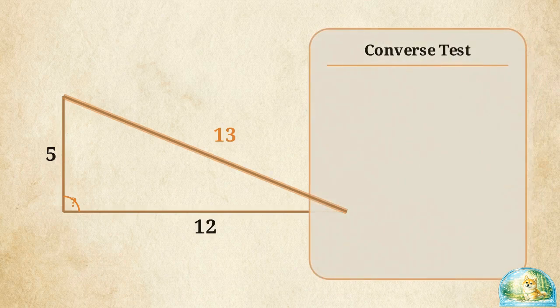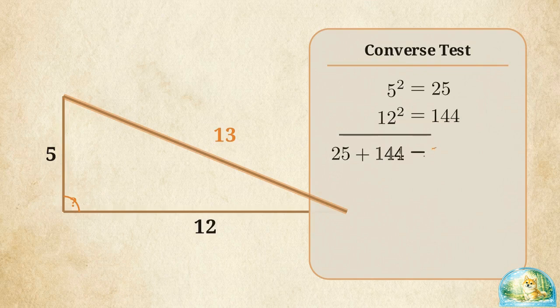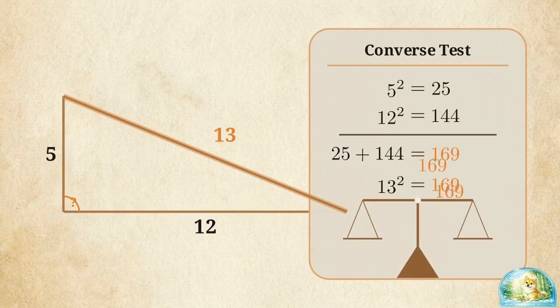5 squared is 25, and 12 squared is 144. When we add those together, we get a total area of 169. Next, we square the length of that longest side. 13 squared is also 169. Because 169 equals 169, the squared side lengths balance perfectly. That means the angle directly opposite the longest side is mathematically forced to be a right angle.